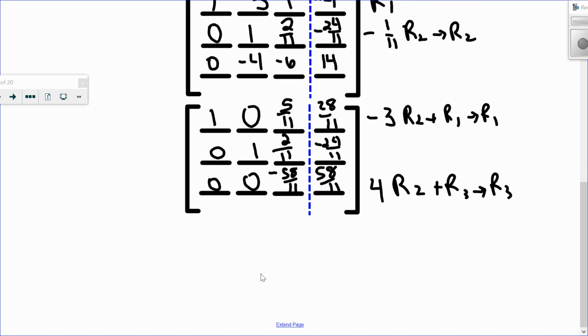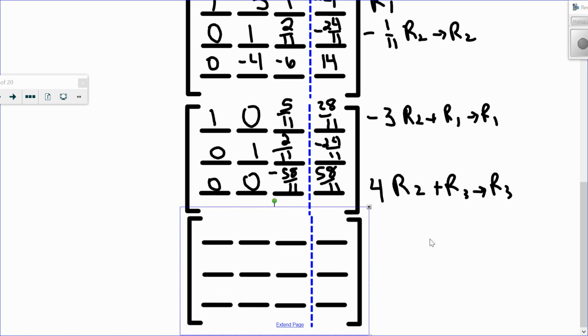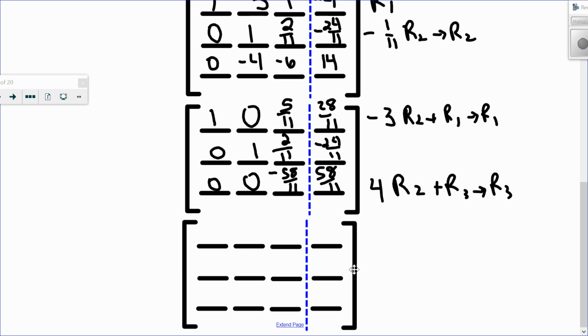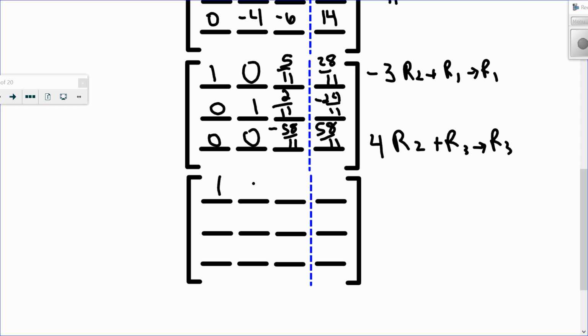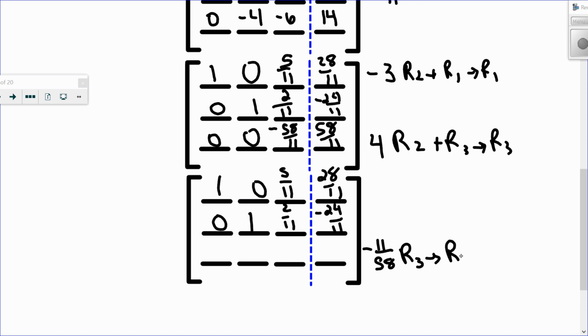Okay, so let's go into our next step. Our next step is going to be to get a 1 down in row 3, column 3. So I'm going to just leave rows 1 and 2 alone for right now. So leave row 1 and row 2 as they are. 1, 2 over 11, and -24 over 11. Okay, and then what I'm going to do is I am going to multiply row 3 by the reciprocal, which is -11 over 58, and then put that onto row 3.